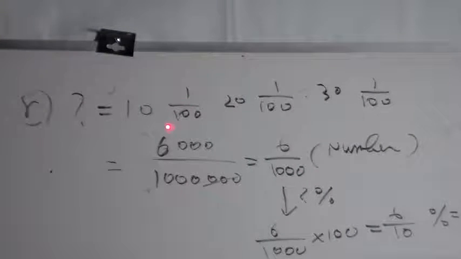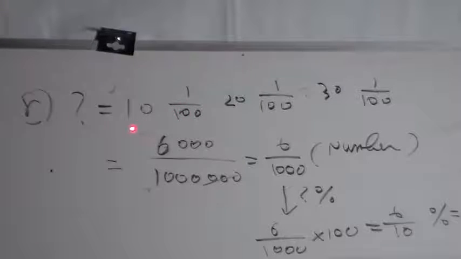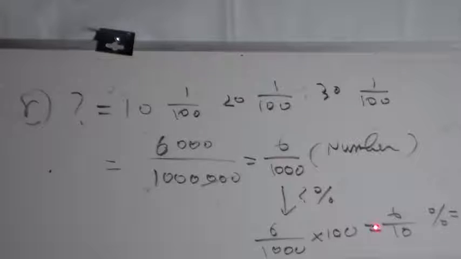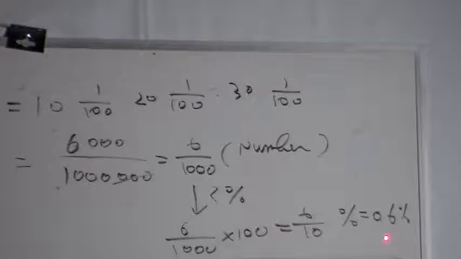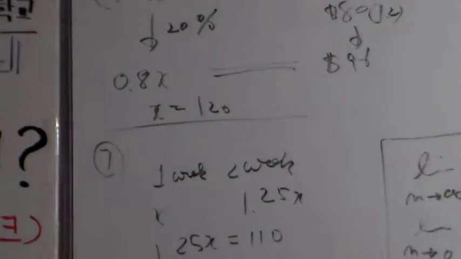Okay, number 8, that is what is 10% of 20% of 30%. So I'm going to convert. Percent is 1/100, so 10 times 1/100, 20 times 1/100, 30 times 1/100. So we can calculate this. Then 6,000 over 1 million. So we're going to cancel out these. 6/1000 is a decimal number. So we're looking for percent, right? What percent is this? So you have to multiply by 100. So it's going to be 6/10% or 0.6%.